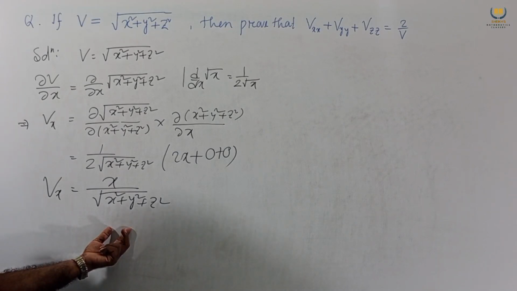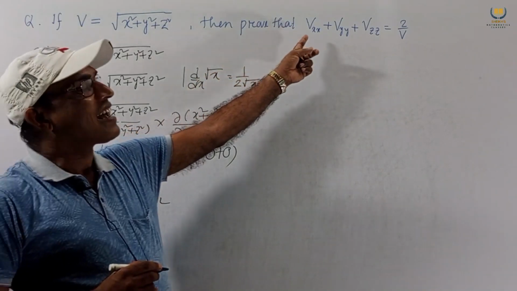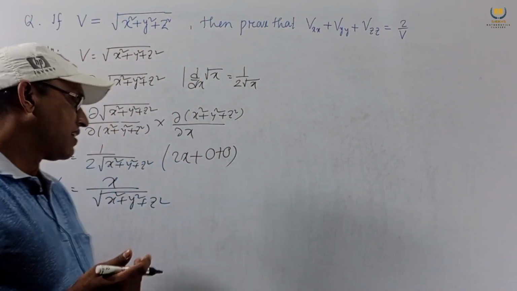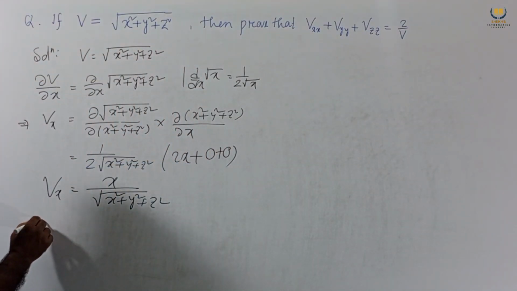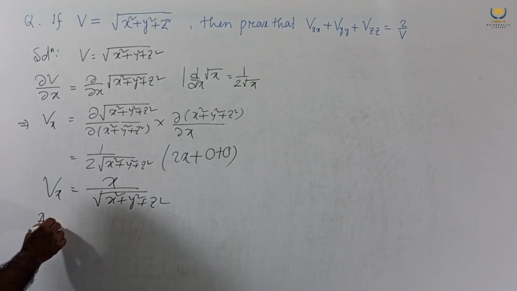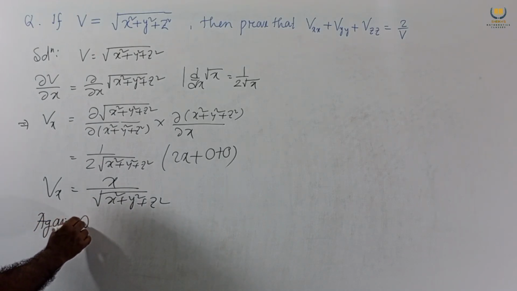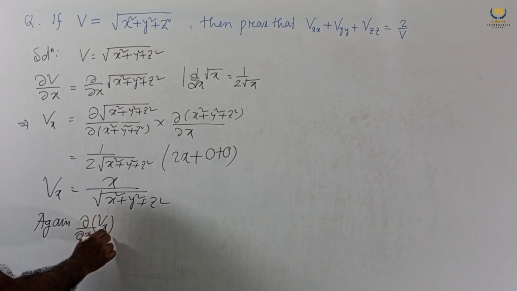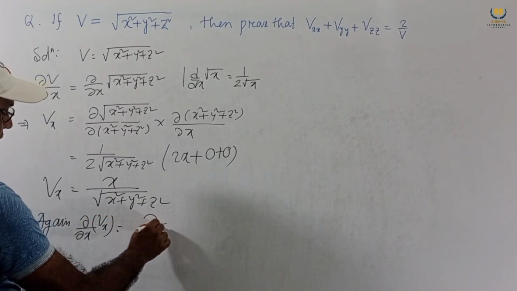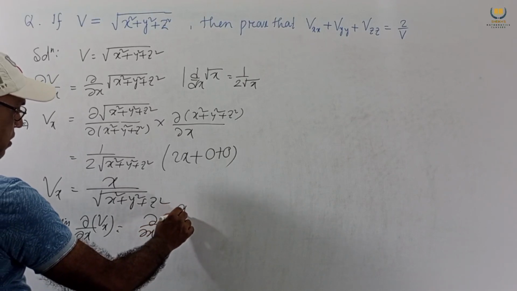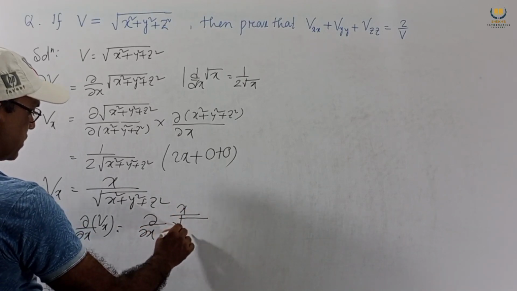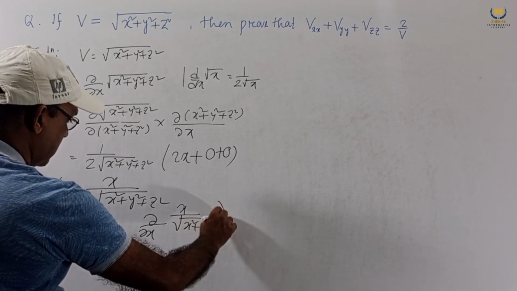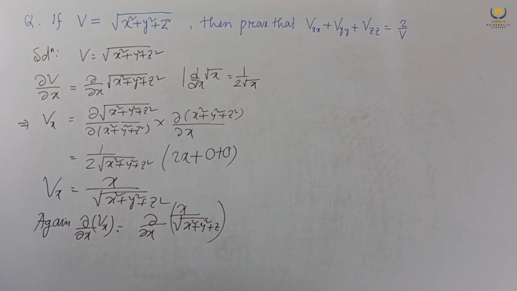vx is this. But in our result vxx is given, so we differentiate again. If we differentiate again, what do we get? Del x of vx, which is del x of x by root over x square plus y square plus z square.